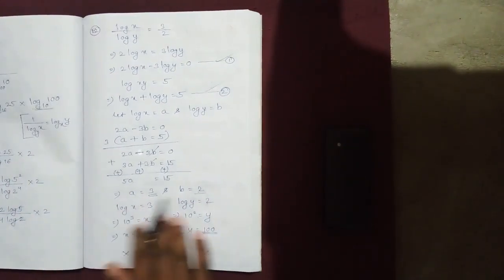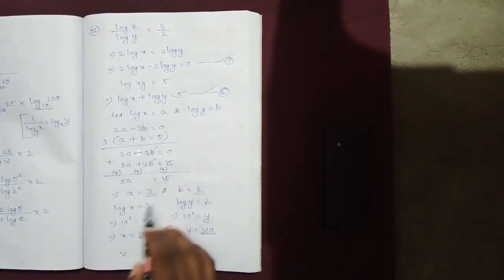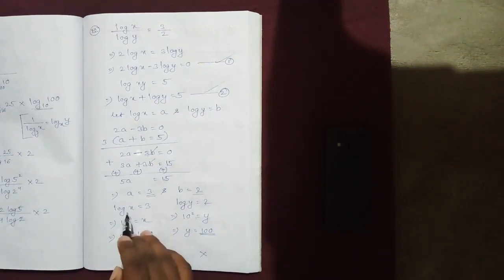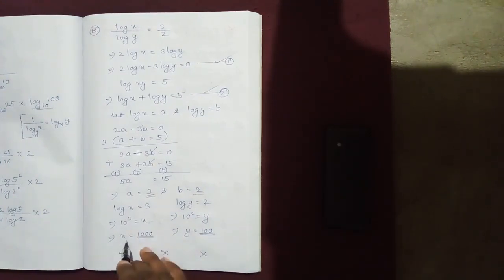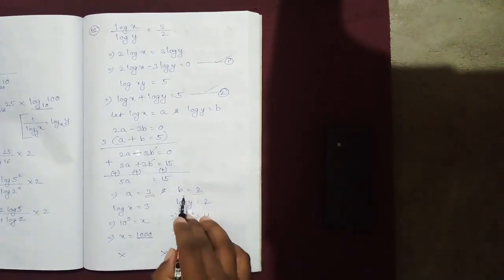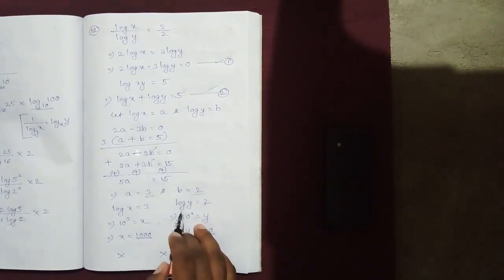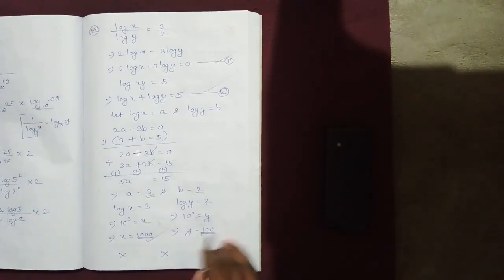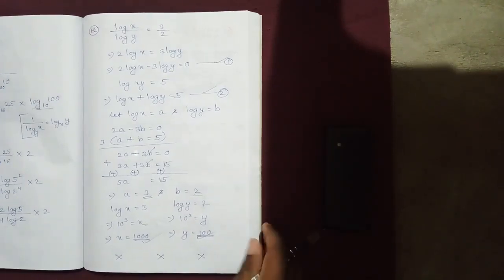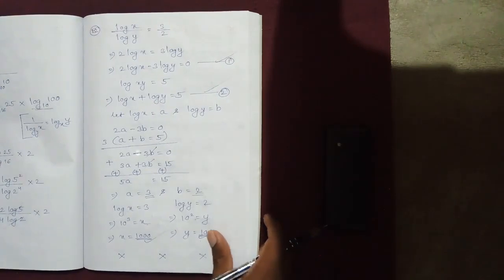But our work is not over. Now what is a? Log x. So log x is equal to 3. Log x means log x at the base 10. So converting this to exponential form, 10 power 3 is equal to x, or x is equal to 1000. Then b is equal to 2. What is b? Log y. Log y is equal to 2. Log y means log y at the base 10. So converting to exponential form, we get 10 power 2 is equal to y, or y is equal to 100. So x is equal to 1000, y is equal to 100. So this is the end of logarithms part 2.